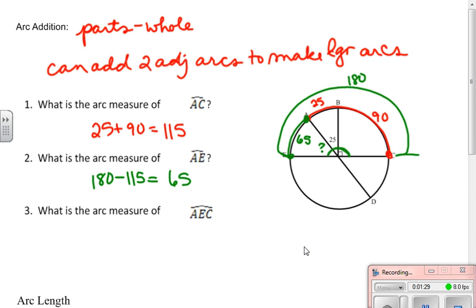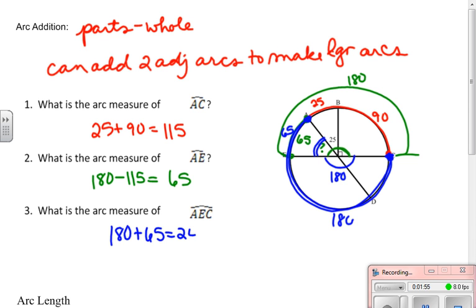If we look at the major arc, start at A, go through E, stop at C, it again looks like we don't have enough information. But this is a semicircle, so it's 180 plus this 65 portion we just found, and that major arc then becomes 245.